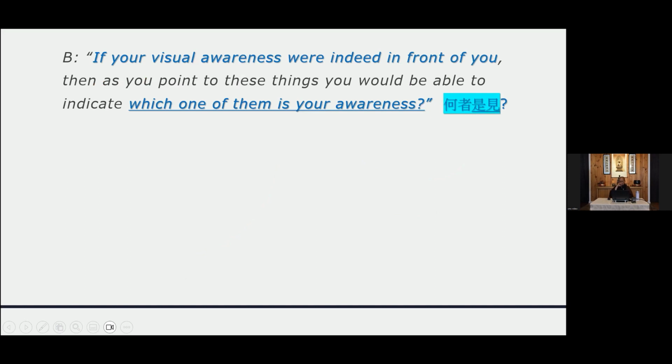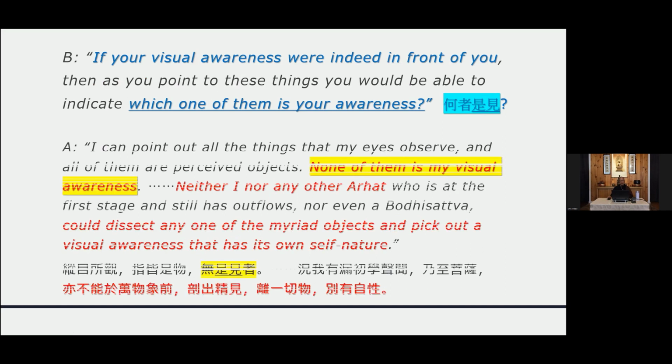So Buddha asked, if your visual awareness were indeed in front of you, then as you point to these things, you could indicate which one of them is your awareness. And Ananda said, well, I can point out all the things that my eyes observe, chairs, people, the fence, the cups, all that. But none of them is my visual awareness. You see the cup, the table, it's not my visual awareness. Neither I nor any other Arhat at the first stage who still has outflows, nor even bodhisattvas could dissect any one of the mirage objects and pick out a visual awareness that has its own self-nature.